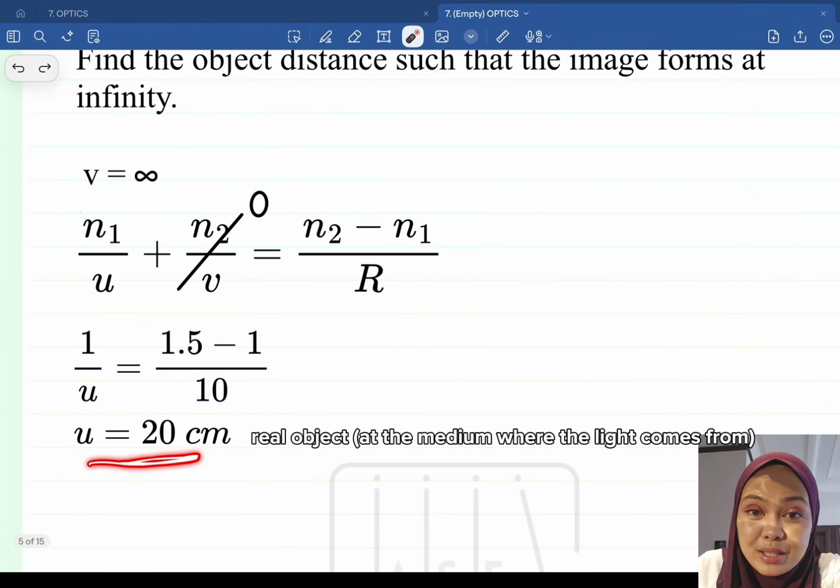Now this object is a real object, which is outside of the glass sphere just now.